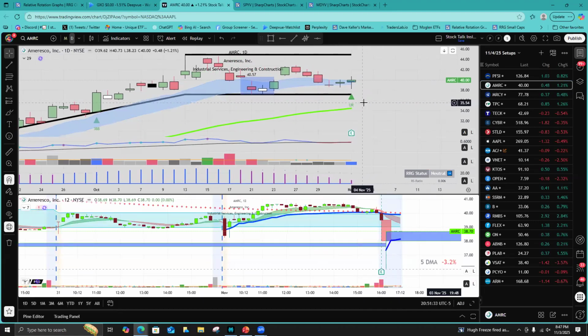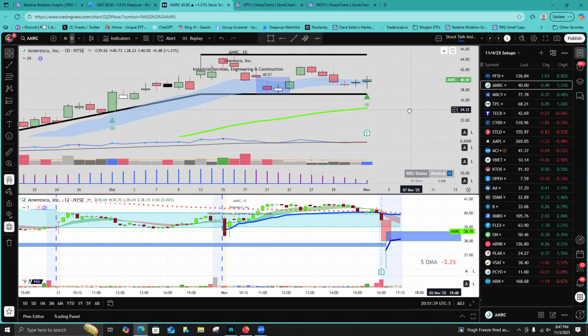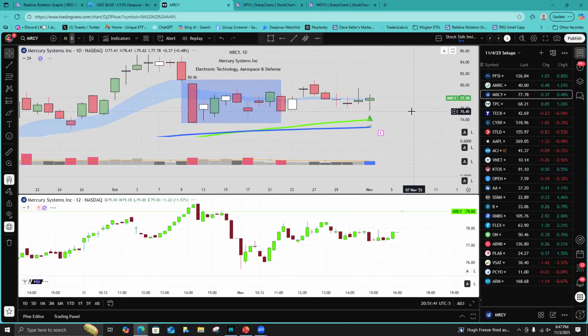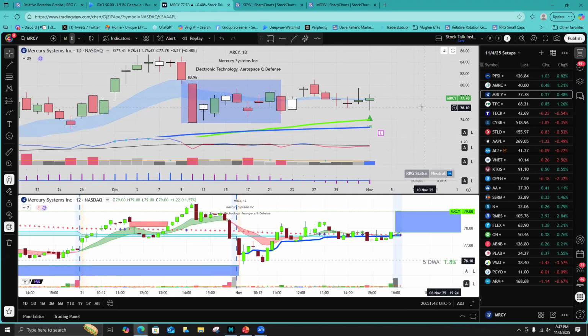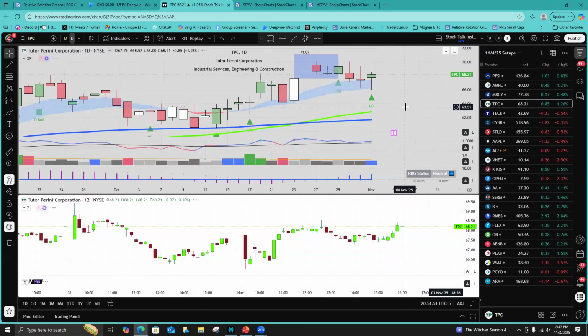AMRC in a flag, upside reversal, accumulation, earnings out of the way. Yeah, yes, please. Mercy, aerospace play. I mean, that's a nice upside reversal. And I know we got earnings tomorrow, but again, I could see some intraday volatility.